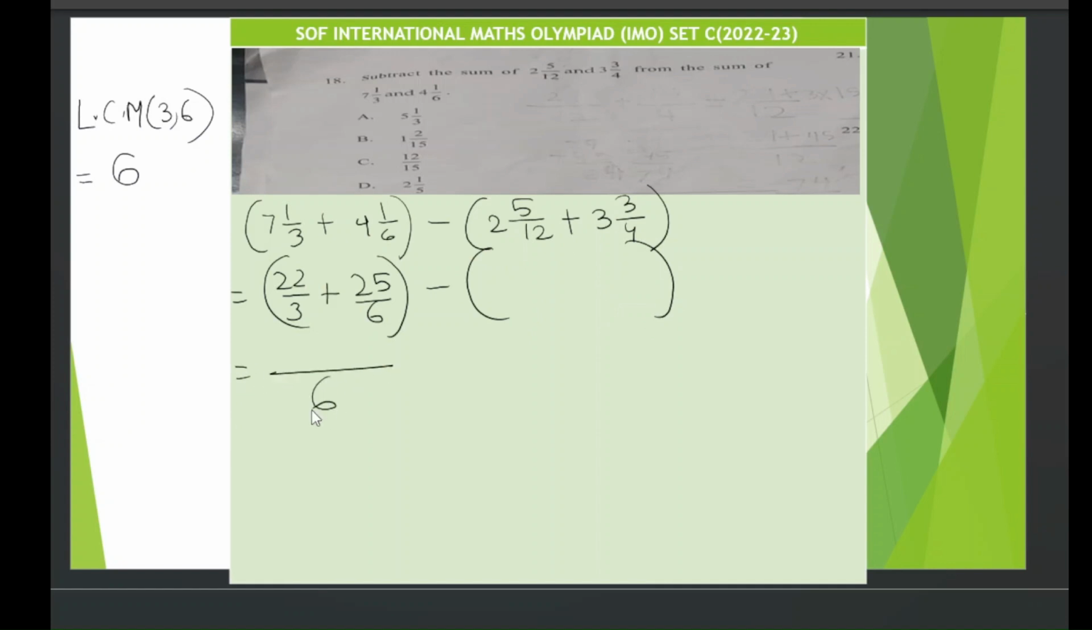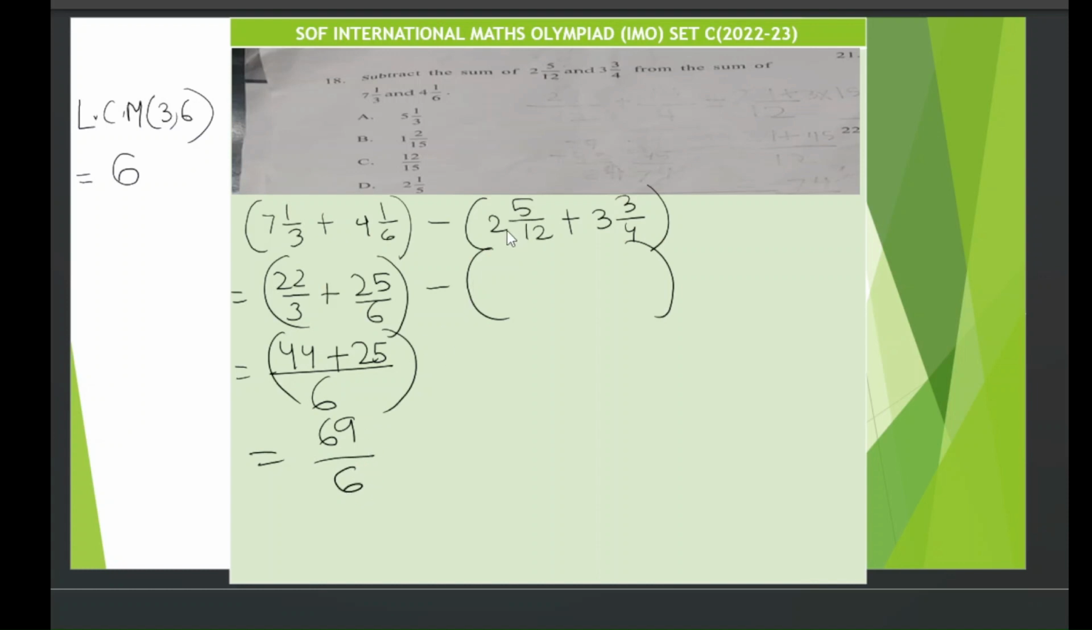So here it will become 6. 3 2s are 6, 22 multiplied with 2 is 44, 6 1s are 6, and 25 multiplied with 1 is 25. Now let's add it up. 4 plus 5 is 9 and 4 plus 2 is 6. So 69 by 6. Okay, let's leave it like this.